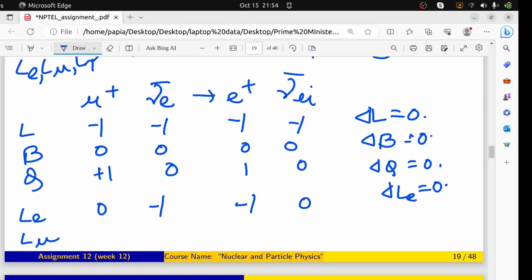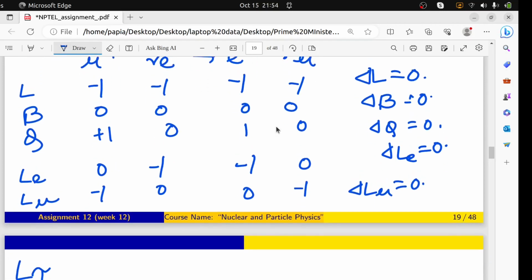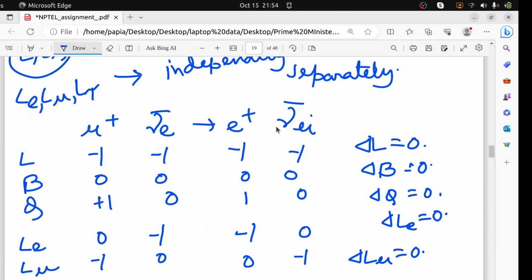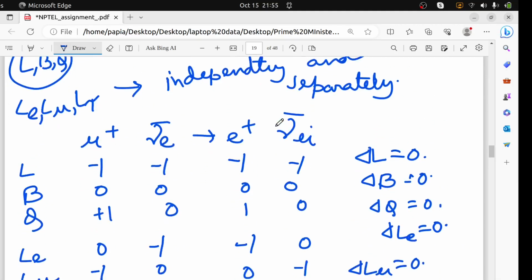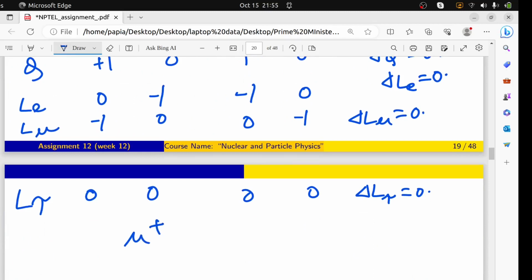Similarly for L mu it is minus 1, 0, 0, minus 1. That means delta L mu equals 0. Now coming to L tau. As mu plus, nu E bar, E plus, nu mu bar, among these 4 there is none with tau type lepton. So we will simply write L tau as 0. So this is also possible. Now you can see that all these conditions are satisfied. That means this expression, mu plus and nu E bar going to E plus and nu mu bar, is possible.